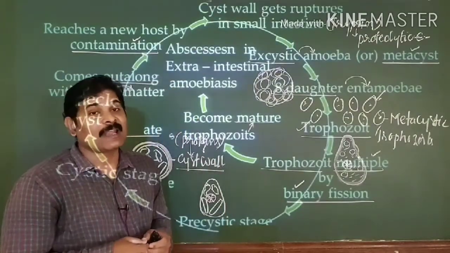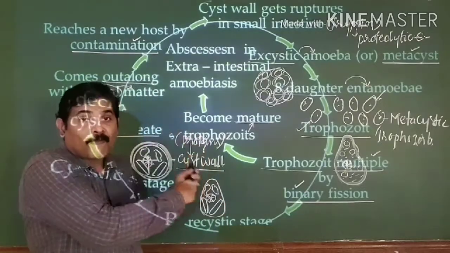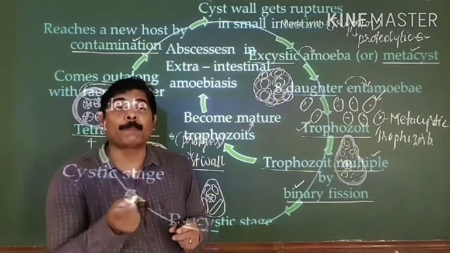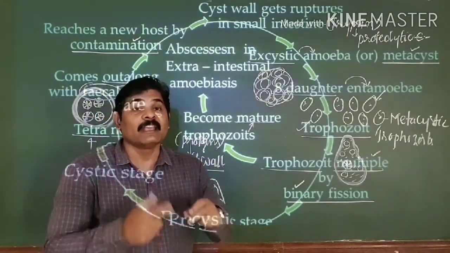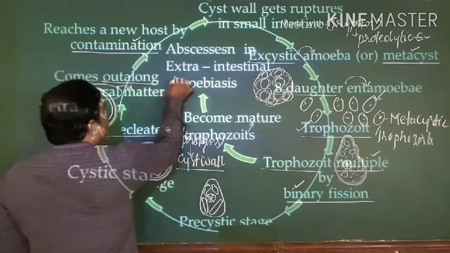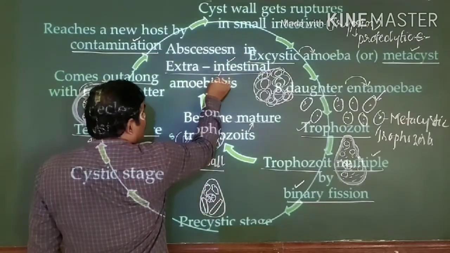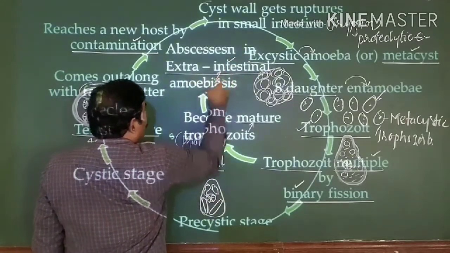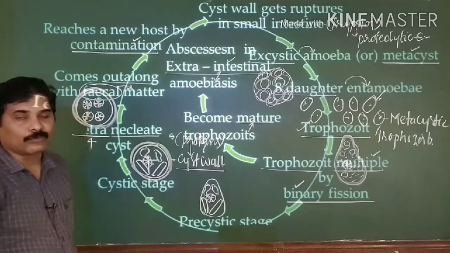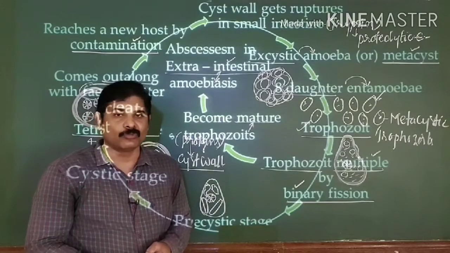And such a condition is known as secondary amoebiasis. Such a kind of migration of this parasite apart from your alimentary canal is known as extra-intestinal migration. Very important point it is. Extra-intestinal migration, and that condition we can consider as extra-intestinal amoebiosis also. This is what we call secondary amoebiasis too.